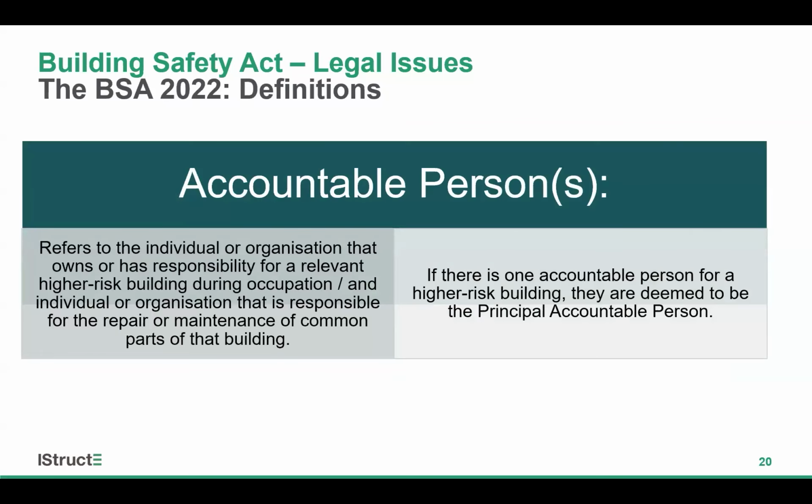I touch now very briefly on accountable persons, the definition of accountable persons. I've included this for completion and to avoid any confusion with the other duty holders. So accountable persons are separate from the construction team, and they are those organisations who own or who have responsibility for the occupied high-risk buildings. So this will apply generally to the housing providers, and it will not generally apply to you as structural engineers in your capacity working on new projects.